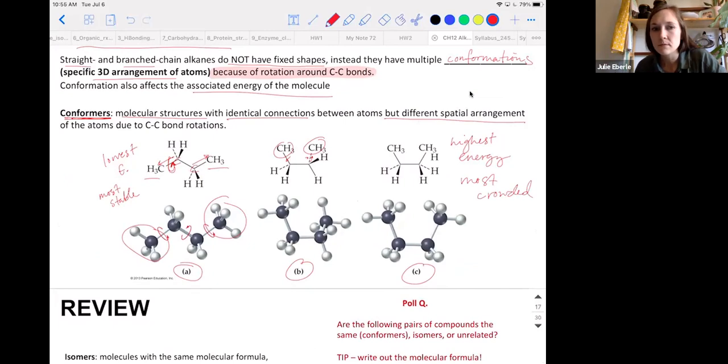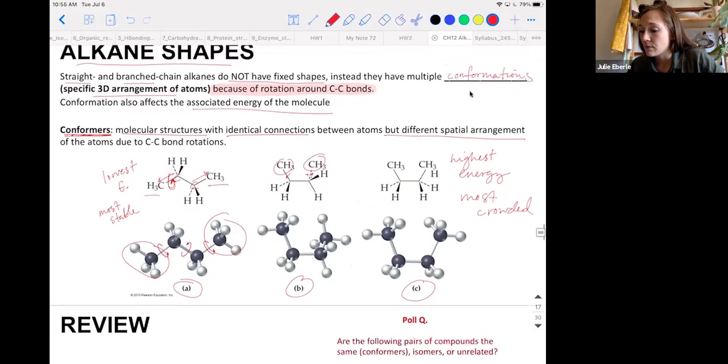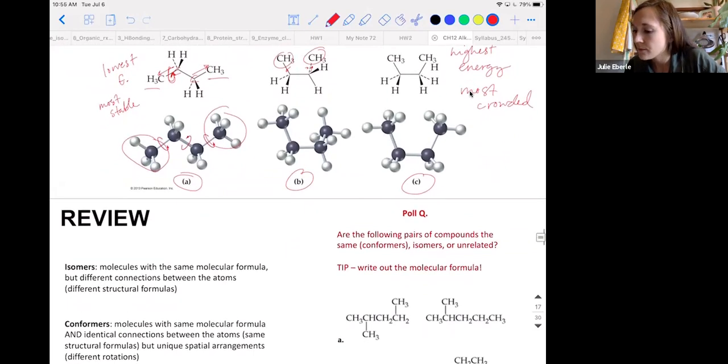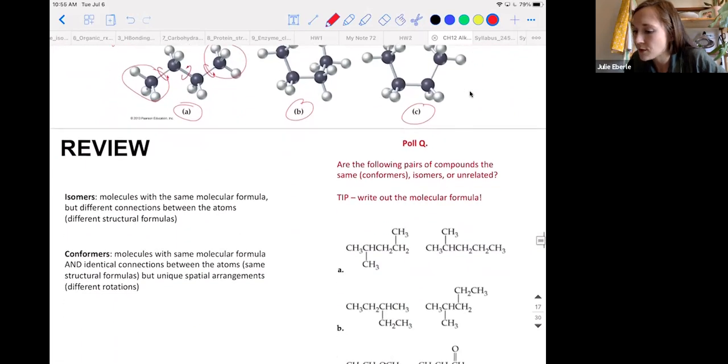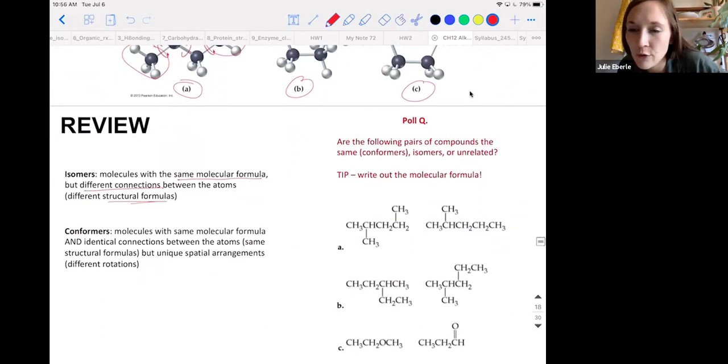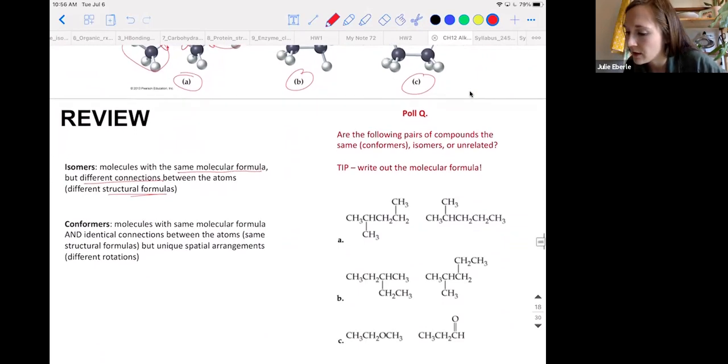Okay. So let's review a little bit. How are isomers and conformers different? This is where the vocabulary can get confusing. Isomers, these are molecules with the same molecular formula, but different connections. They would have different Lewis structures. So we call that a structural formula. Lewis structure, structural formula, same thing.